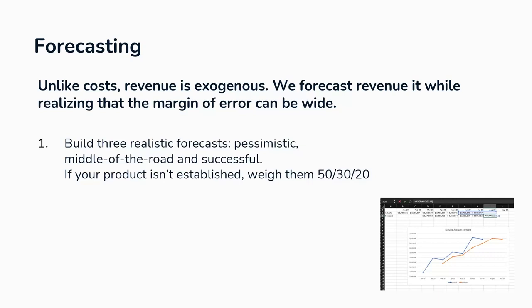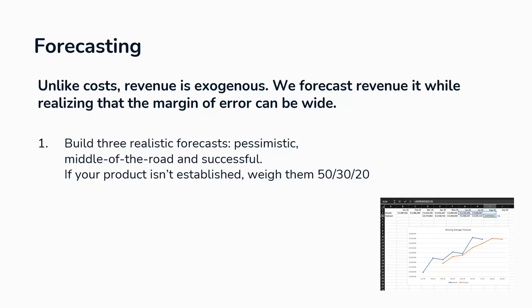And when you have all three forecasts, now you create the fourth and final one, which is a weighted average of the other three. And I would suggest that if your product is new and unproven, you use this 50-30-20 ratio in favor of the pessimistic scenario. And that's because products fail at a far greater rate than they succeed, new products. And after you're done making this forecast and you already know how much your business is spending, you can derive a profit forecast. Of course, profit is revenue minus expenses.